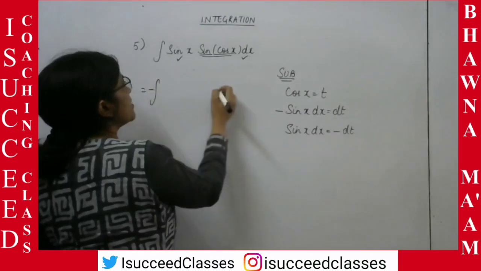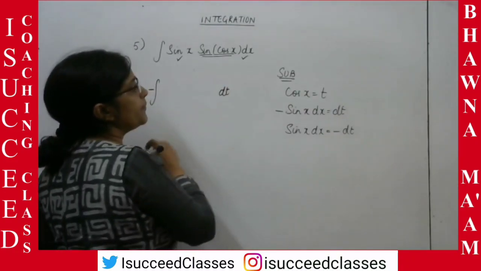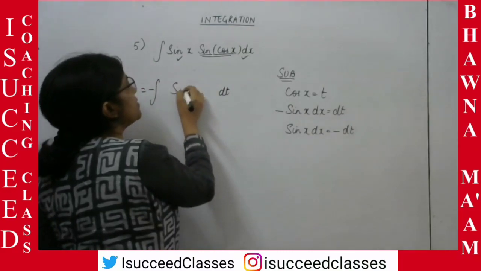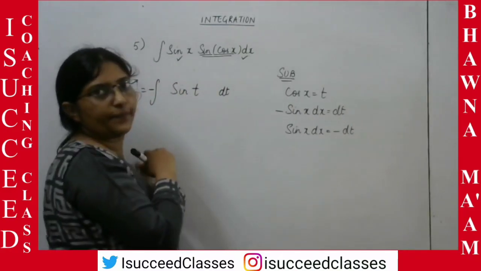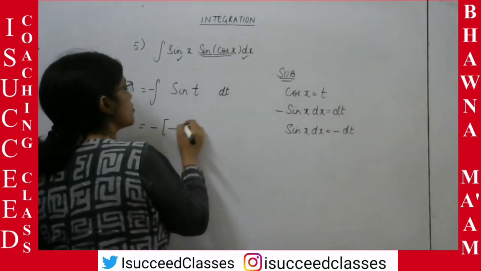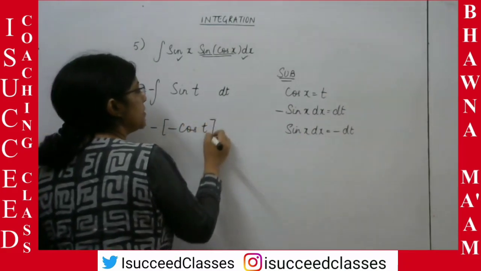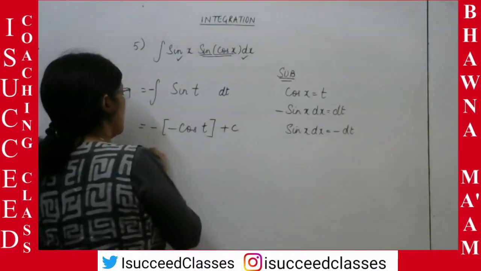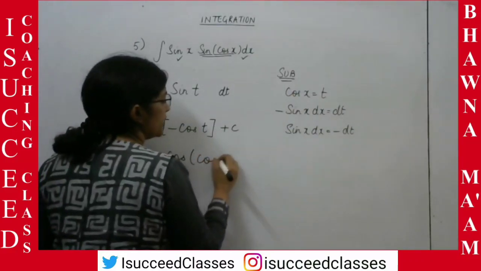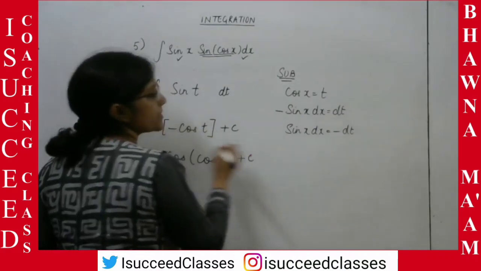So I'll put the negative sign outside and dt. Sine of cos x. Now what is cos x? t. So it becomes sin t. The integration of sine is minus cos t plus c. And so this becomes cos of, put back the value of t, cos of cos x plus c.